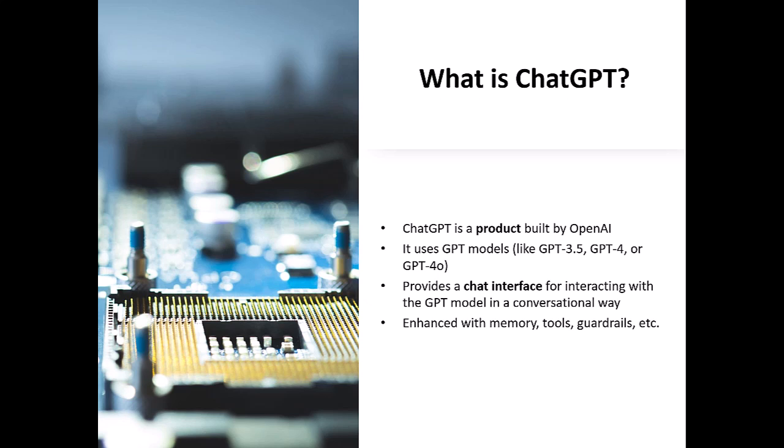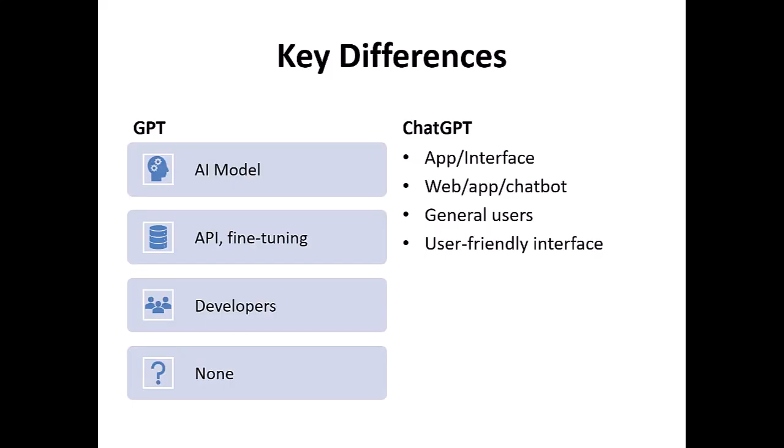Now, let's talk about ChatGPT. ChatGPT is a product, a chatbot app created by OpenAI that lets you talk to GPT in a natural, conversational way. Think of it like this. GPT is the brain, and ChatGPT is the friendly face. ChatGPT uses GPT models, but adds features like memory, prompt enhancements, a web interface, and even tools like code interpreters, image generations, and more. In short, ChatGPT is the easy-to-use wrapper around the powerful GPT model.